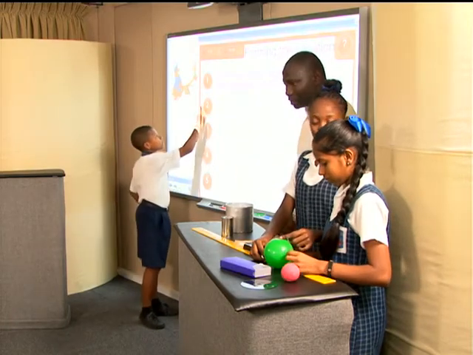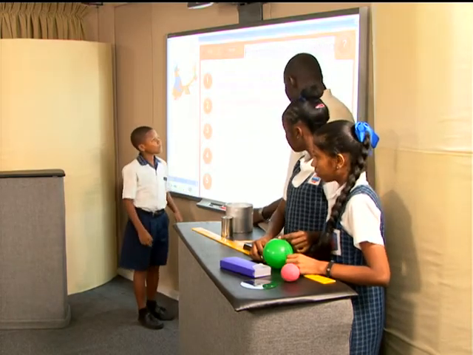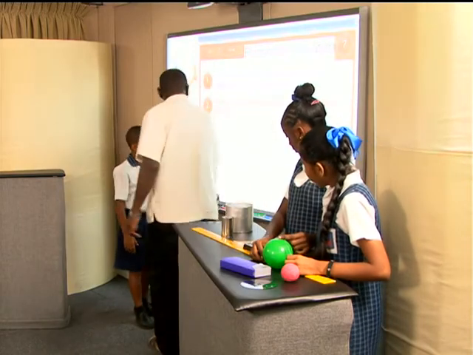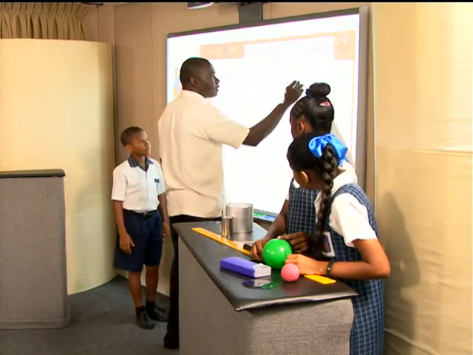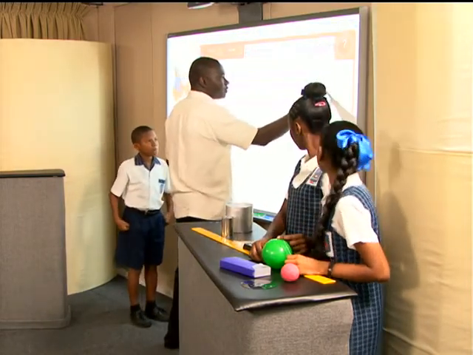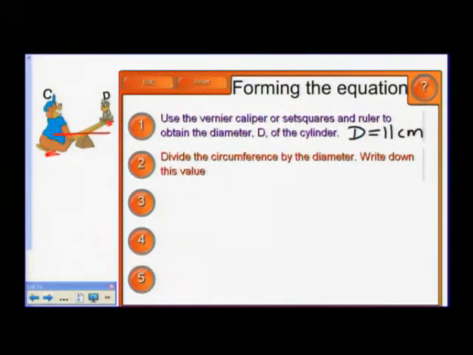What is our next thing there? So please write down 11 centimeters. So at this stage, we have our diameter as 11 centimeters. Good. Now, our next instruction says what? What does our next instruction say, class? Divide the circumference by the diameter. Write down this value. Are you finished doing that? Well, please do it quickly now. You already have the value for the circumference.